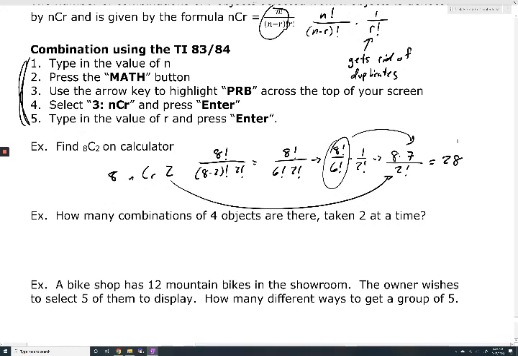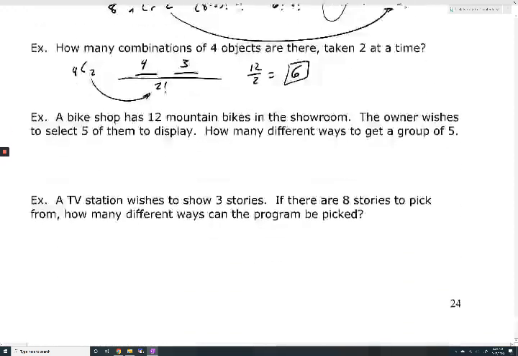Next, how many combinations of 4 objects are there, taken 2 at a time? Again, this is 4 things, combination 2. I'm going to start off 4, then 3. This is what I would have if I had a permutation. However, now I'm going to divide that answer by 2 factorial. That gives me 12 divided by 2. And so the answer is 6.